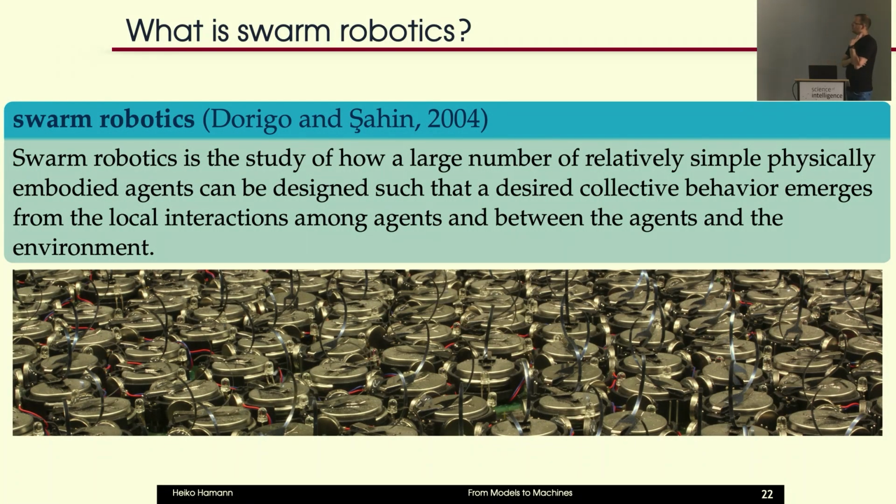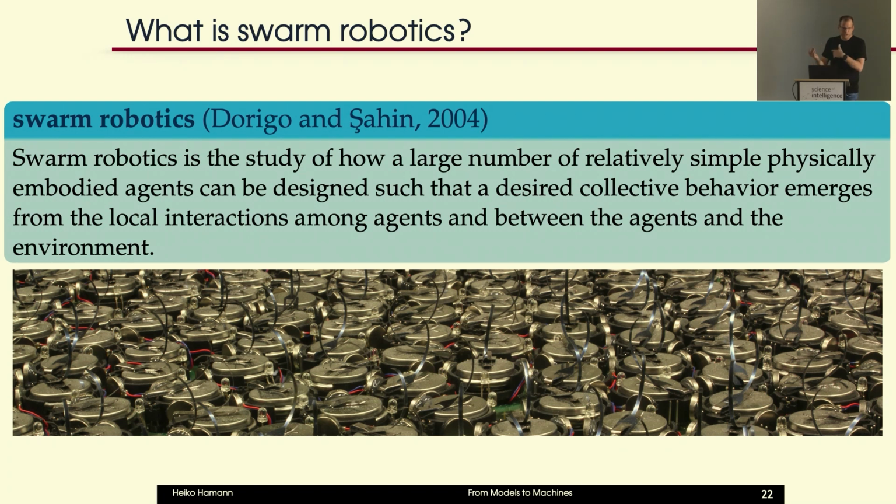Okay, so let's look into the textbook, right? What's really the definition of swarm robotics? One of the big shots there is, for example, Marco Dorigo. About 20 years ago, he wrote this, so I will just quickly read that. Swarm robotics is the study of how a large number of relatively simple physically embodied agents, that's just a fancy way of not saying robots, can be designed such that the desired collective behavior emerges from the local interactions among agents and between the agents and the environment.